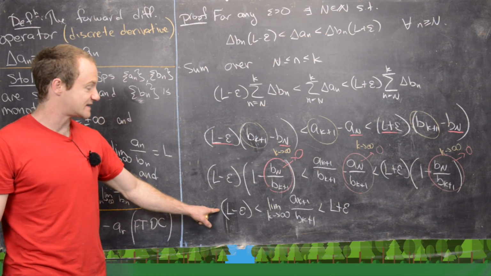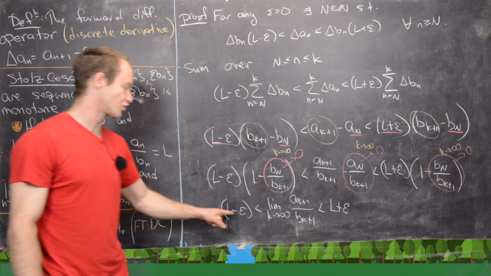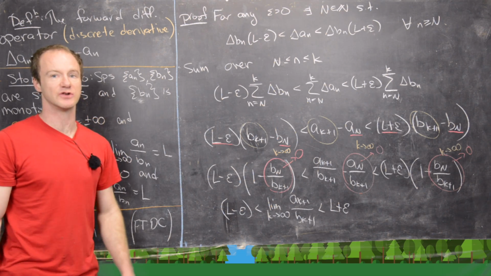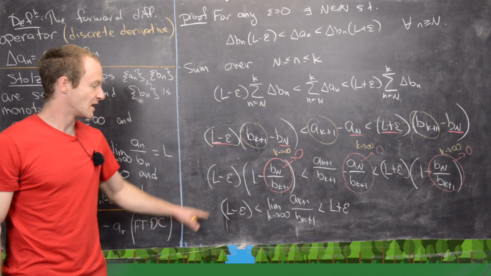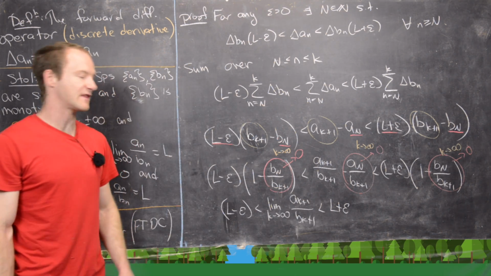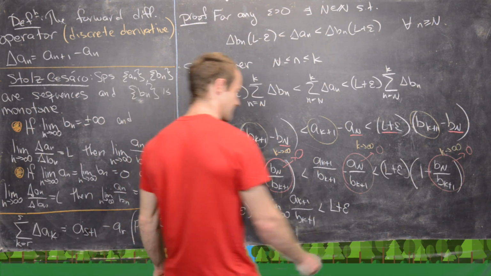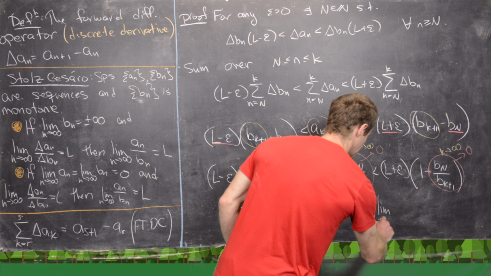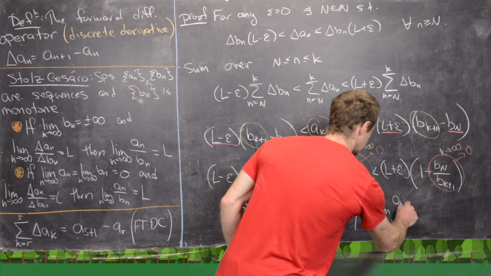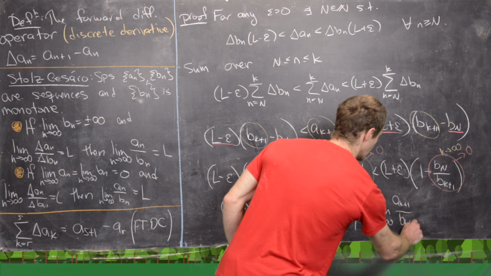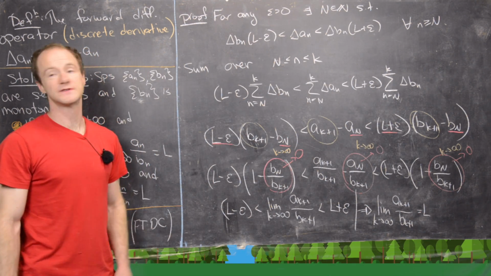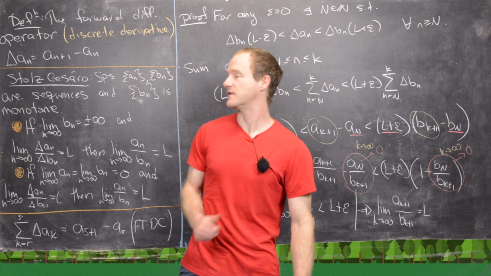But now we see that this inequality is true for all epsilon bigger than 0, because up here we chose an arbitrary epsilon. But whenever inequalities are true like this for all epsilon bigger than 0, we know that our limit is exactly equal to L. Okay, great. And that proves the first case of this theorem.